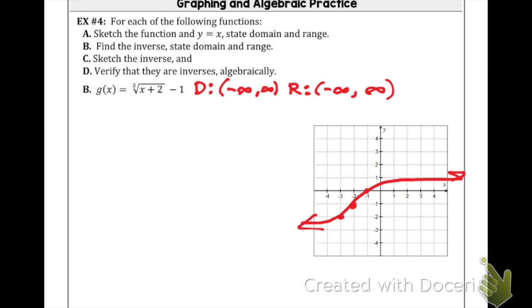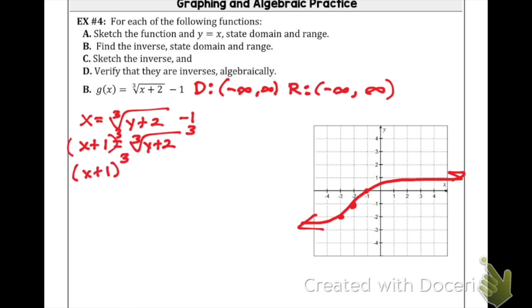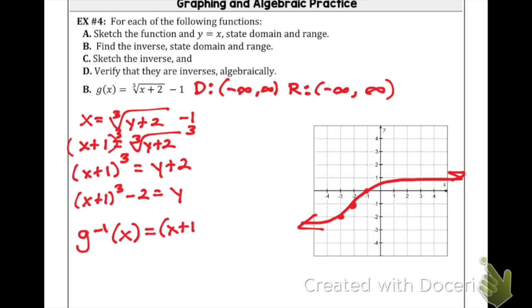Okay, so let's find the inverse. So I'm going to make that g of x an x. I'm going to make my x a y. Solve for y, add your 1 over, x plus 1 equals the cube root of y plus 2. Take everything to the third power, so then we have x plus 1 to the third power equals y plus 2. Subtract your 2, x plus 1 to the third power minus 2 is equal to y. Put it in inverse notation, so g inverse of x is equal to x plus 1 cubed minus 2. Your domain for that is going to be the range of the original, which was all real numbers, so I don't have any restrictions happening for that, right?